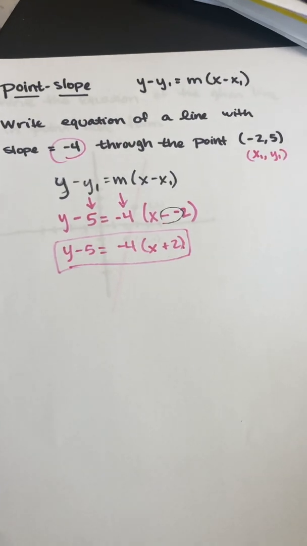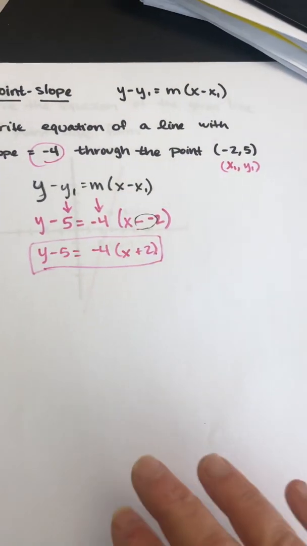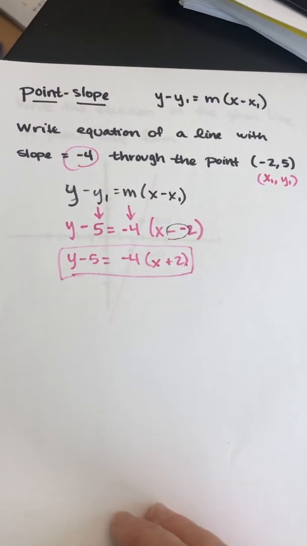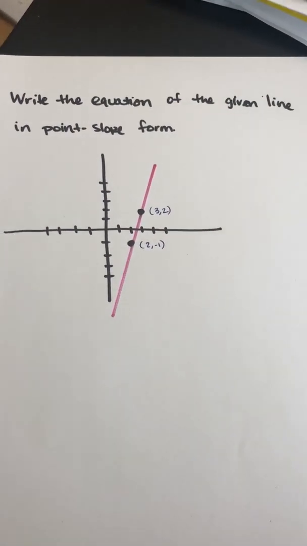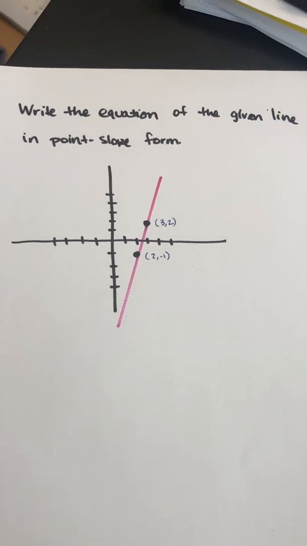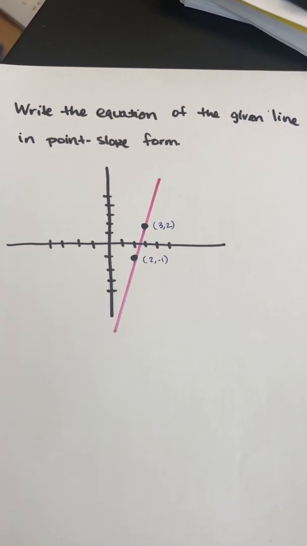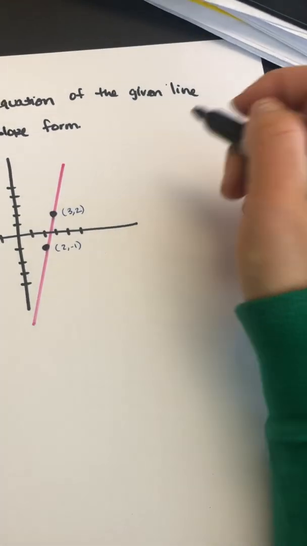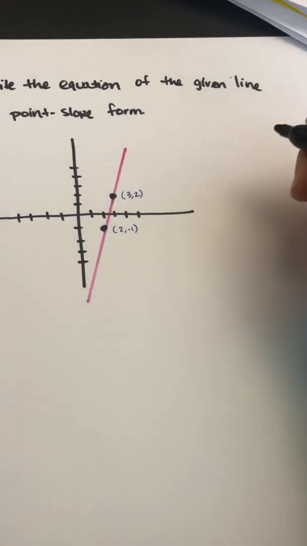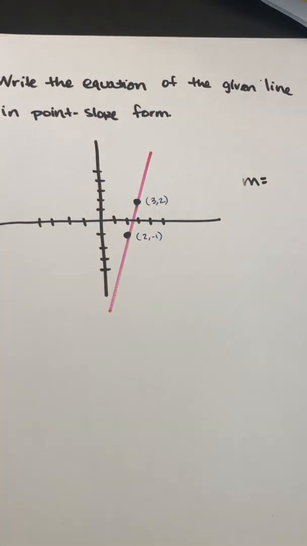So it's a pretty cool way to just write an equation of a line, and it gives you a lot of good information. Another thing you're going to run into is here you're going to be given the graph of a line. And I want you to write the equation of this line in point-slope form. So again, keep in mind we need one point on this graph and we need the slope.